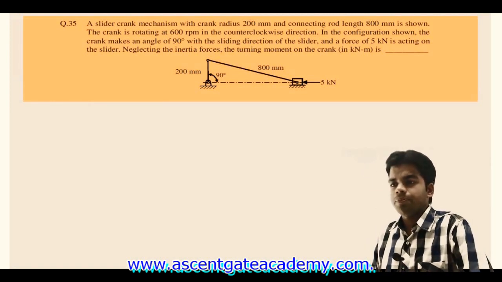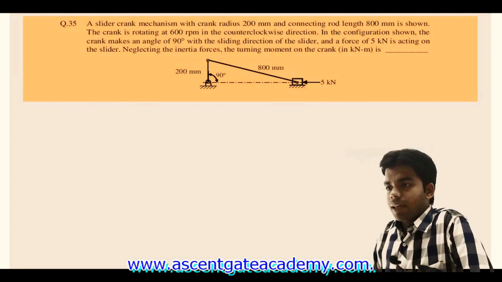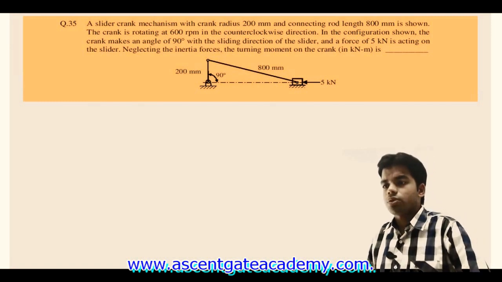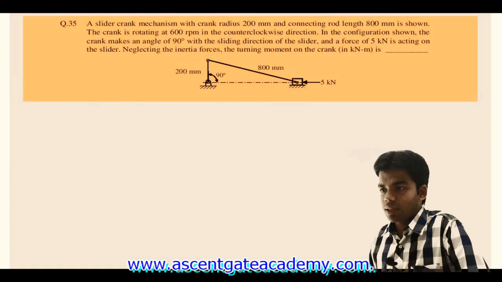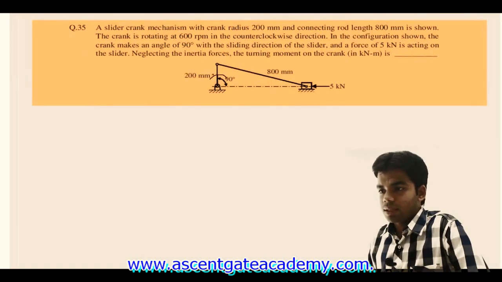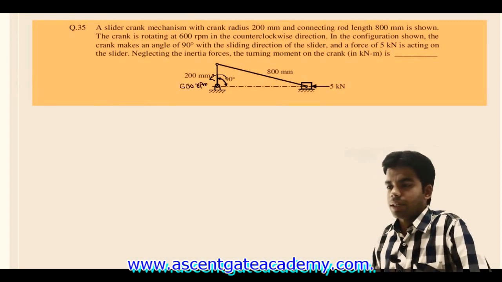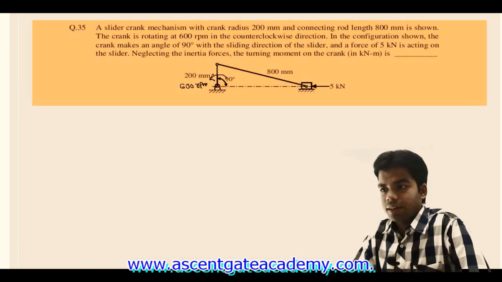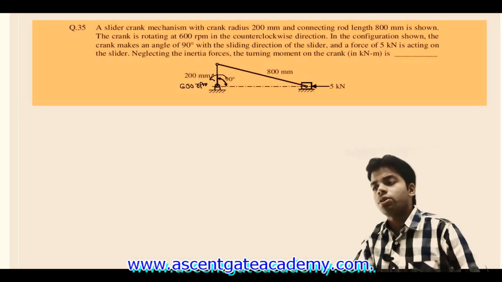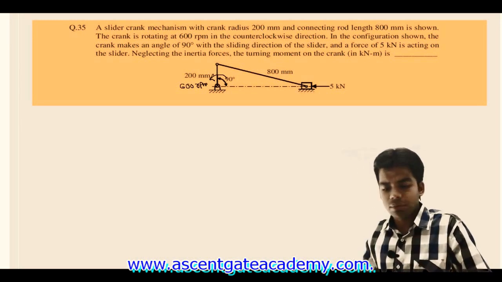Next is question number 35. A slider crank mechanism with a crank radius 200 mm and connecting rod length 800 mm is shown. The crank is rotating at 600 rpm in counterclockwise direction. In the configuration shown, the crank makes an angle 90 degree with the sliding direction of the slider, and a force of 5 kN is acting on the slider. Neglecting inertia forces, the turning moment on the crank is. So we have to determine the turning moment on the crank.